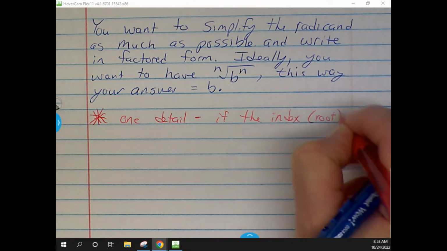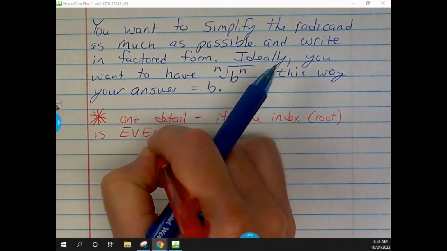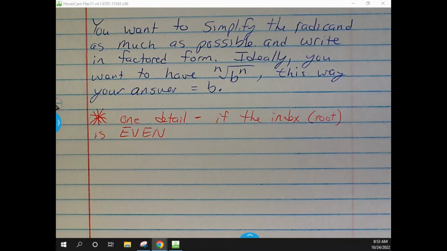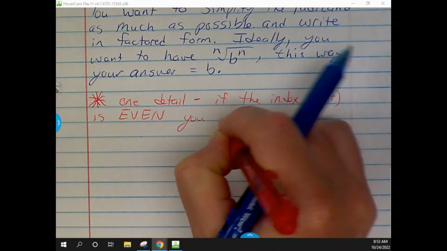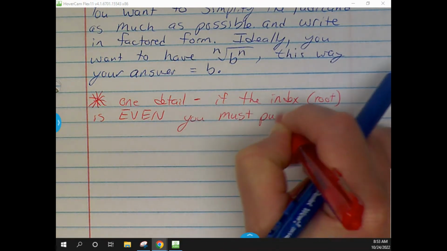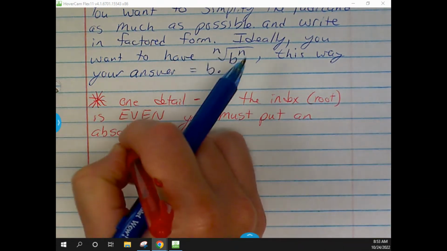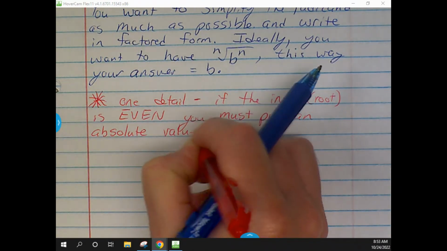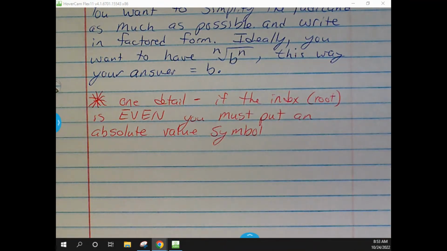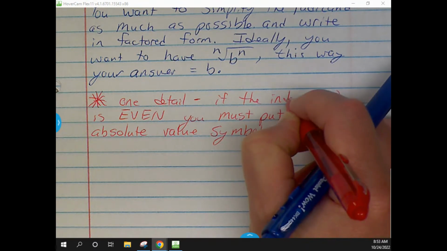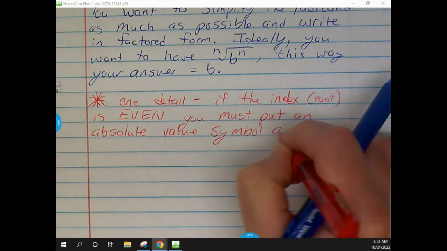If your index or your root is even, you must put an absolute value symbol around your answer.